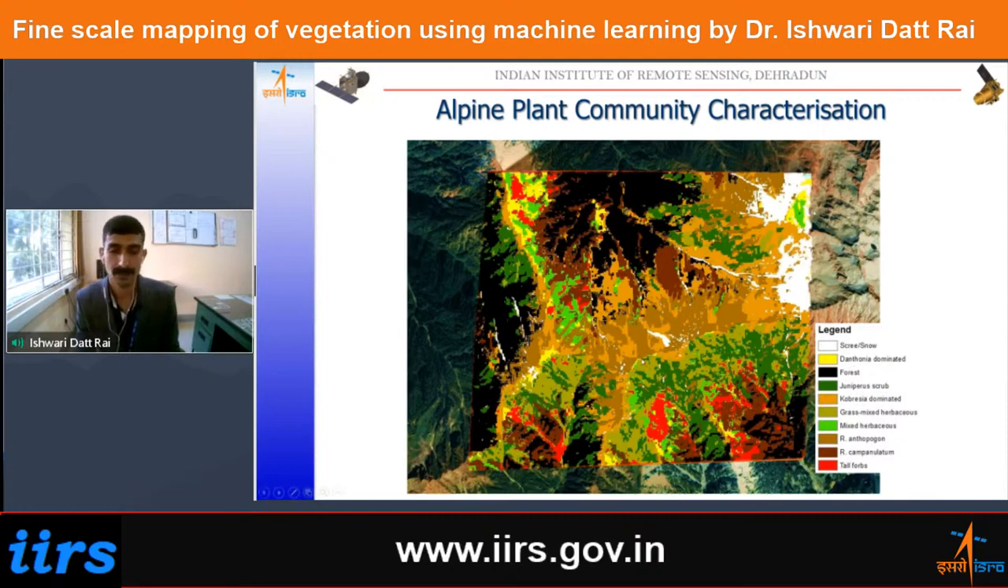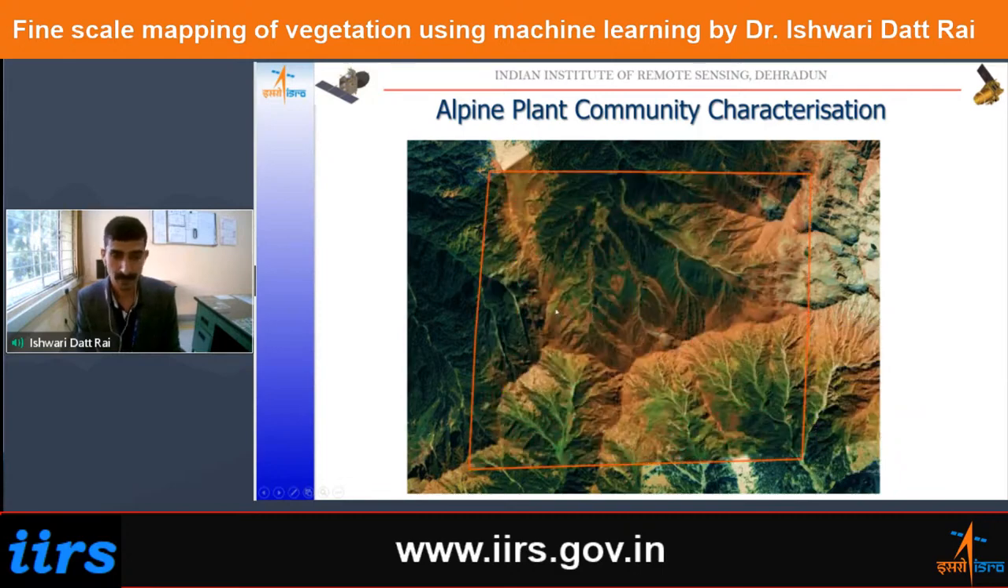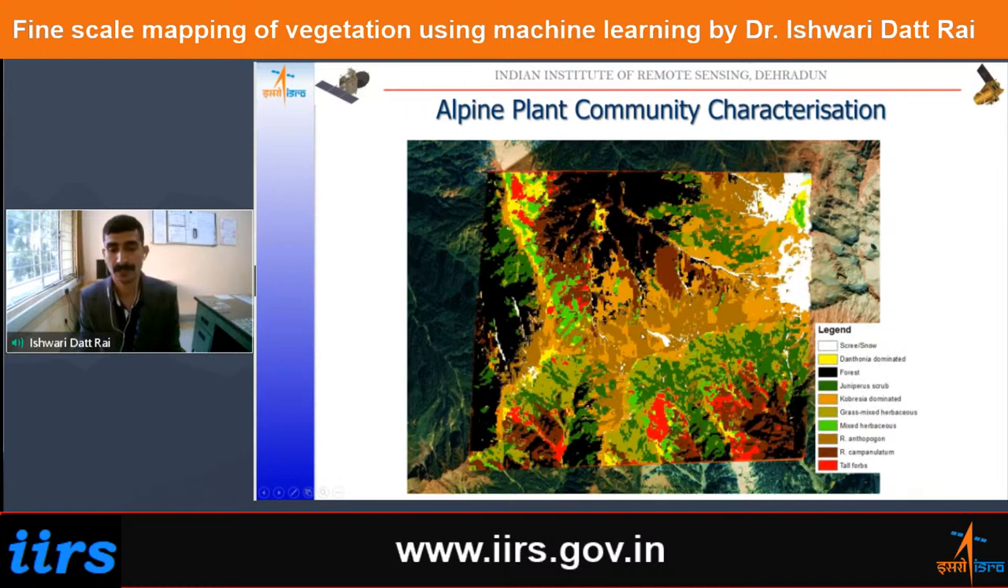So these many communities you can clearly see in the true color imagery of Google Earth, and in the Sentinel false color composite, this spectral variation you can observe in this imagery also. And this is very accurately mapped by the random forest, this machine learning algorithm, with very high accuracy.